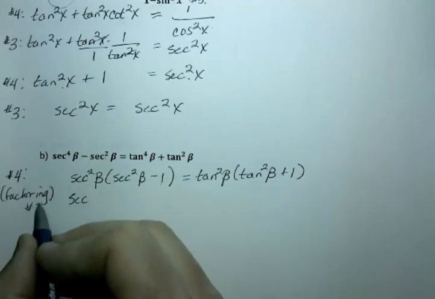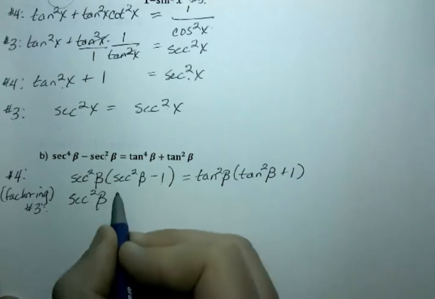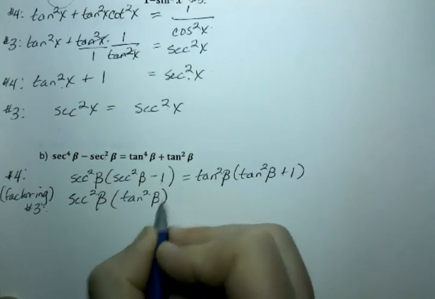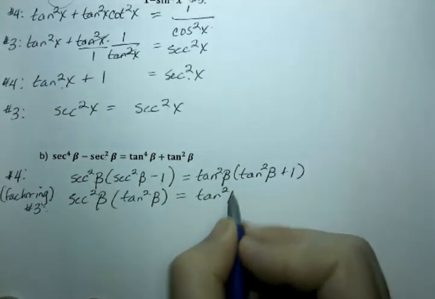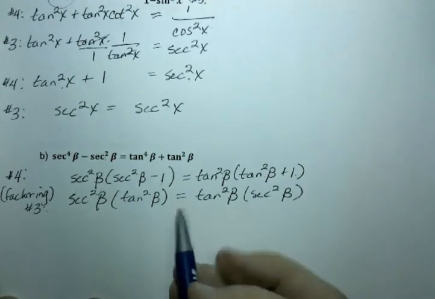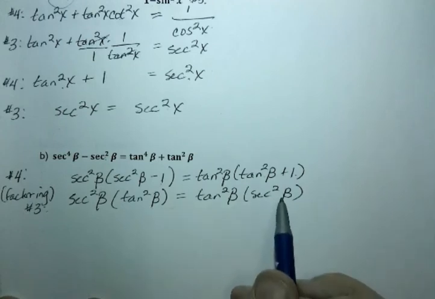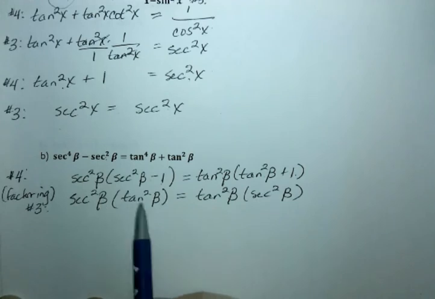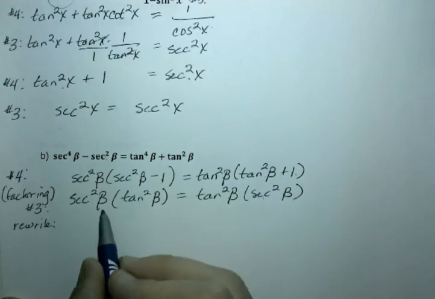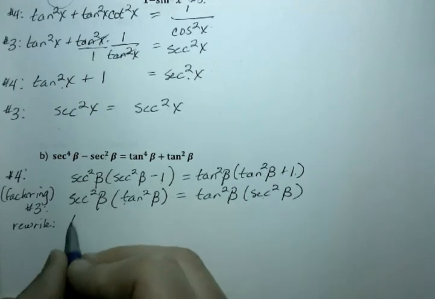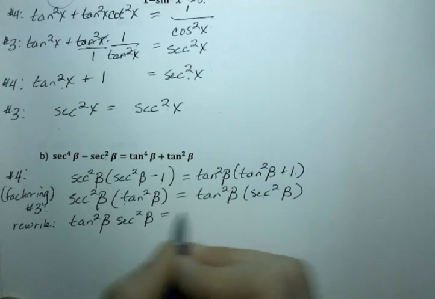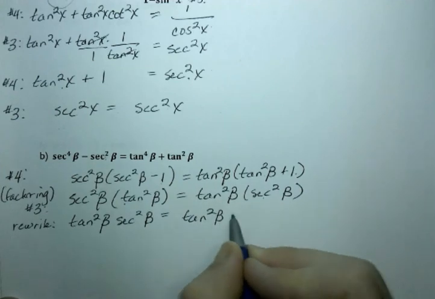So now I'm using strategy number 3. I'm going to replace this with tangent squared of beta. On this side, I'm going to replace this with secant squared beta. I'm actually using that same Pythagorean identity on both sides, just in different forms. And now, these two are really the same, even though the factors are written in a different order. So I'm just going to rewrite one of the two sides so that they look the same. I'm just going to rearrange the terms on this side. So I've got tangent squared beta times secant squared beta. And over here I have tangent squared beta times secant squared beta.